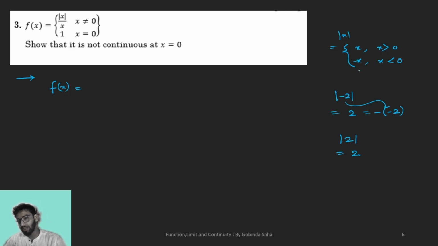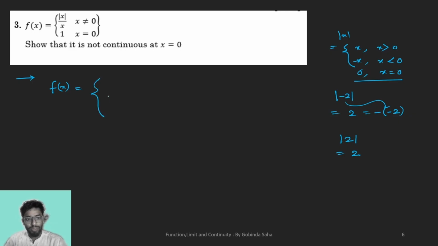Whereas one thing is missing here. Sometimes we include it here. If it is 0, then it is going to be 0. So you can put equal to here also, or some people write it the other way also. Okay. So this is the exact definition of modulus of x.